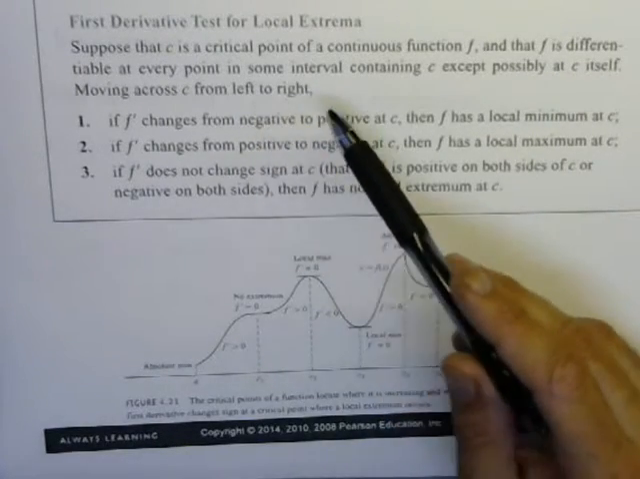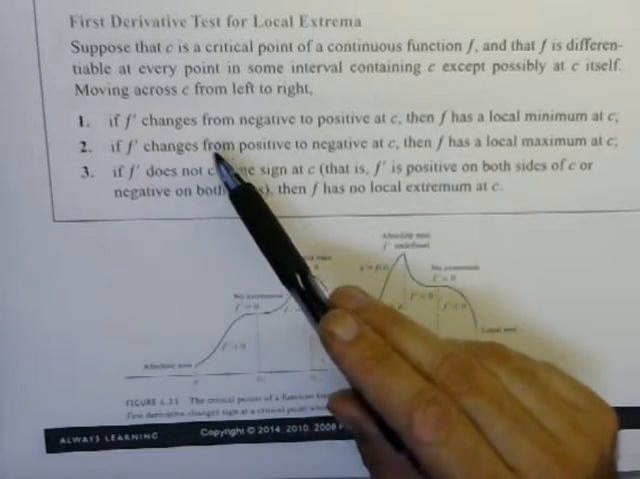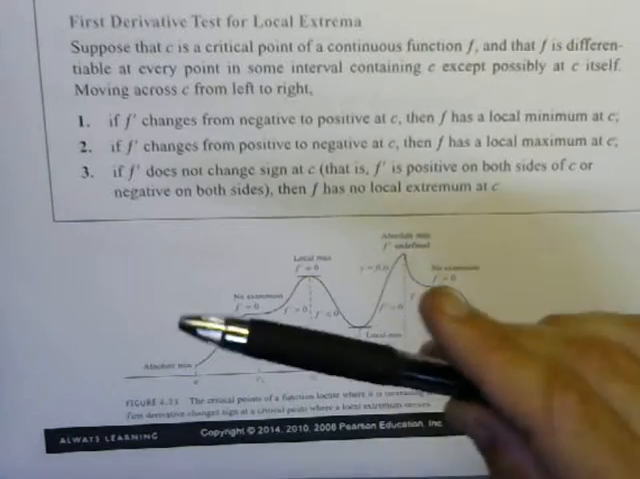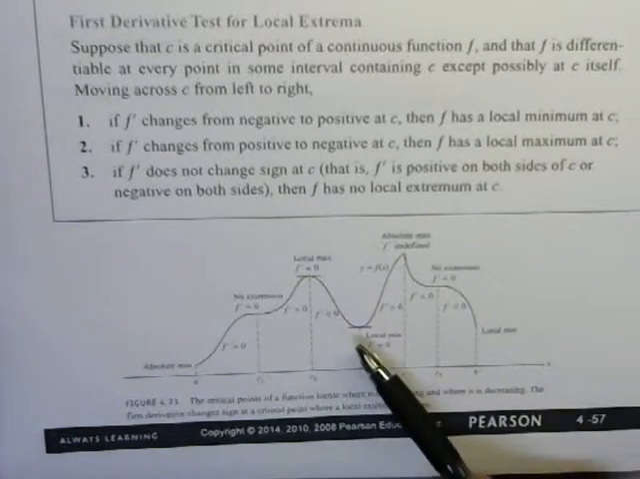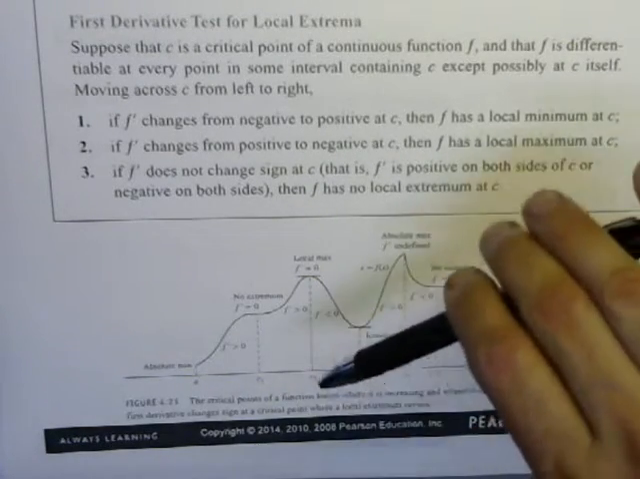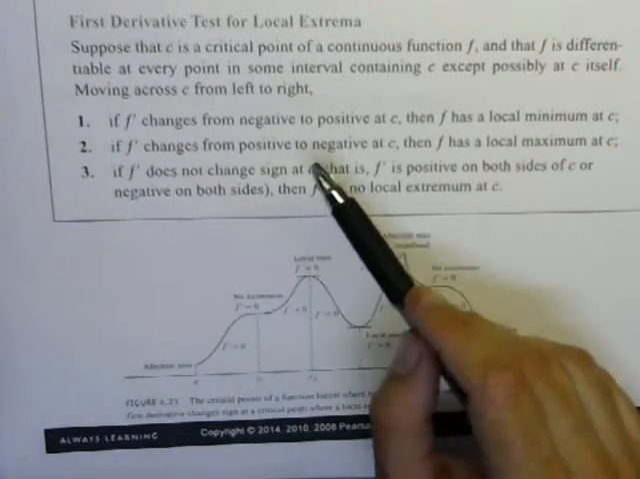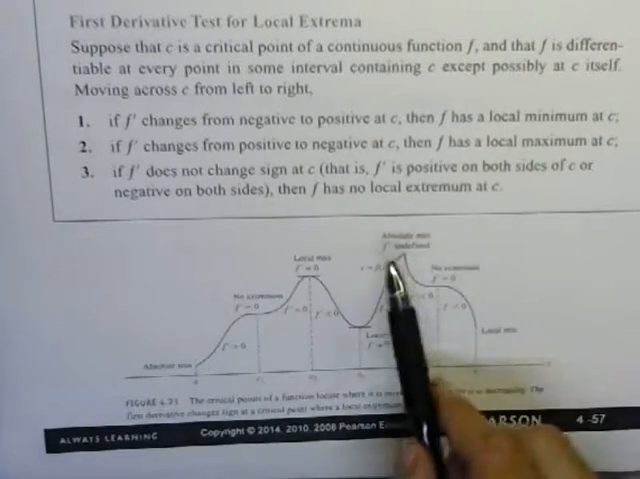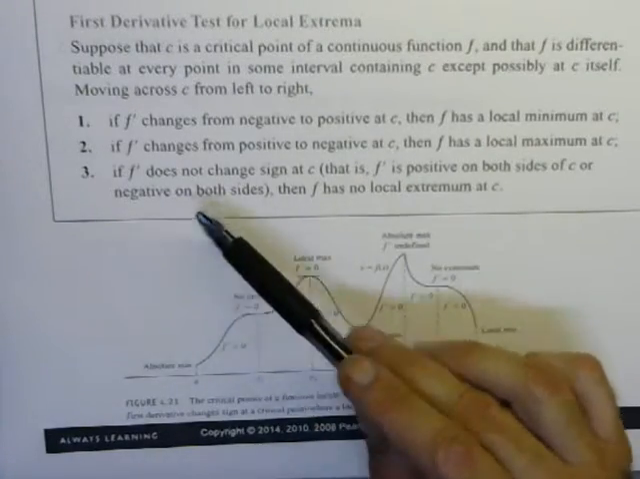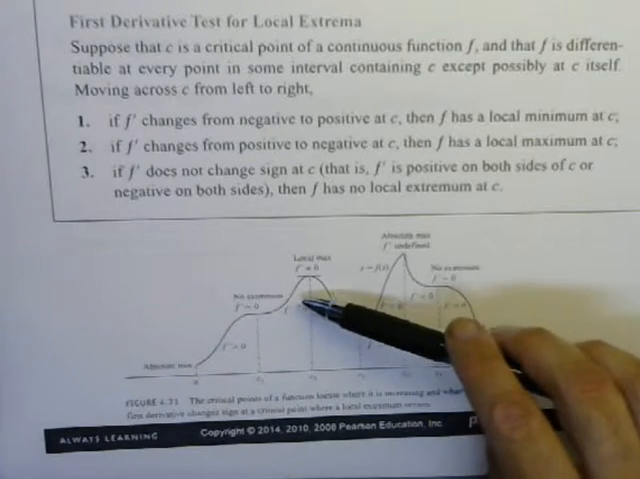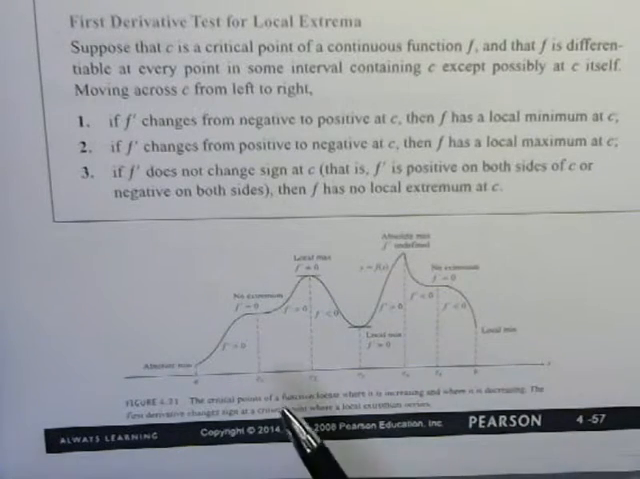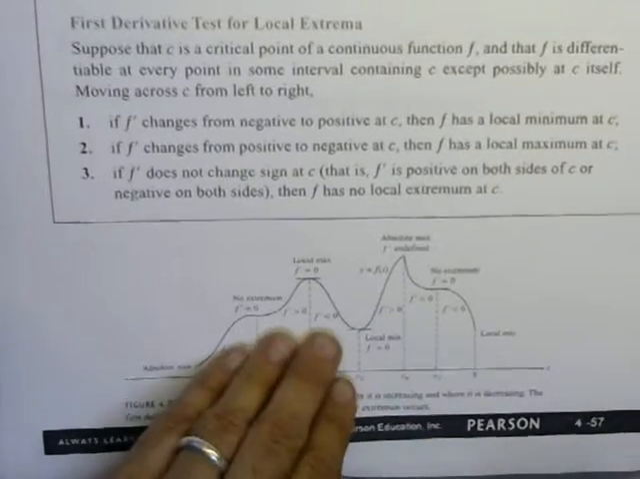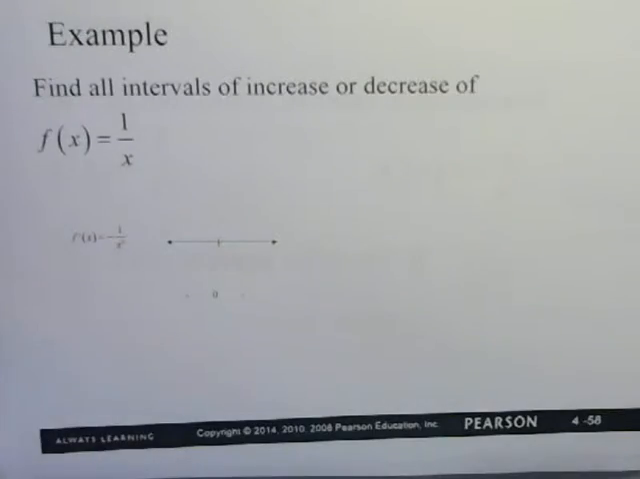Moving across c from left to right, if the derivative changes from negative to positive, then you have a local minimum, like here. Here the slope's negative, there it's positive. If the derivative changes from positive to negative, like here, then you have a local maximum. And if f' does not change sign, like here or here, then it has no local extrema at c. So again, that makes sense.